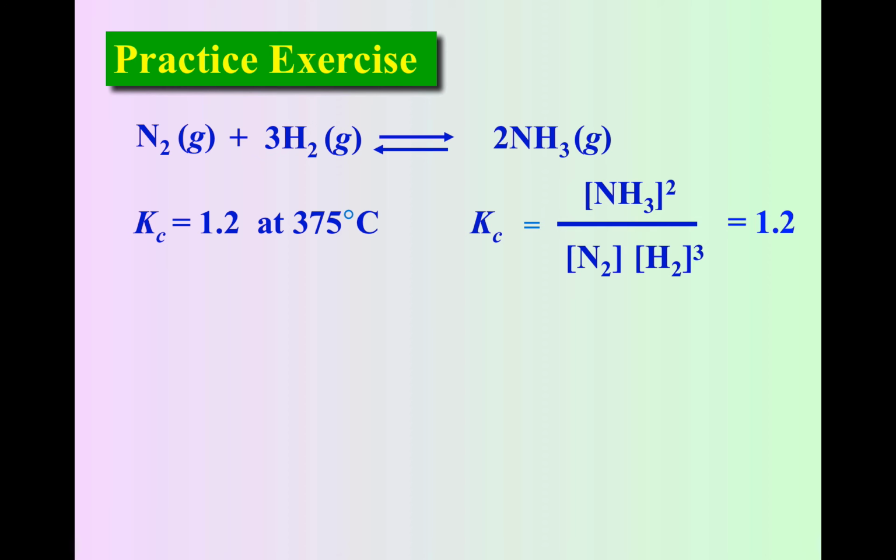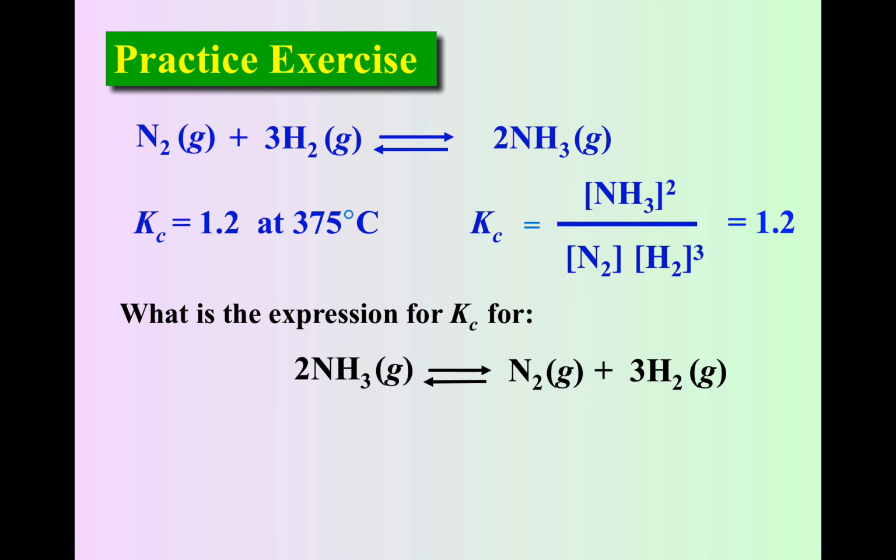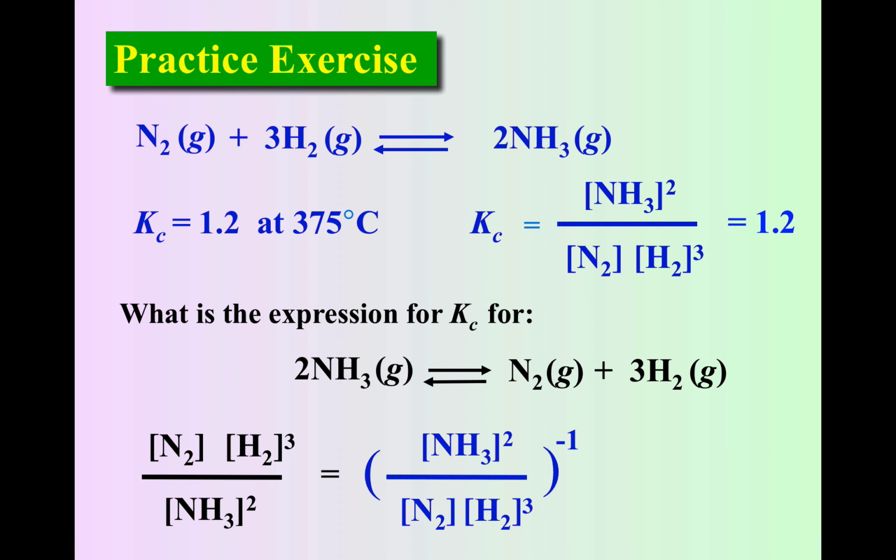So, Kc value at 375 degrees Celsius for the formation of 2 moles of ammonia. If I want to turn this around, right, take ammonia apart, turn it back into nitrogen and hydrogen, the K value would be the reciprocal of 1.2. So I divide 1.2 into 1, and I'd get the K value going in the reverse direction.